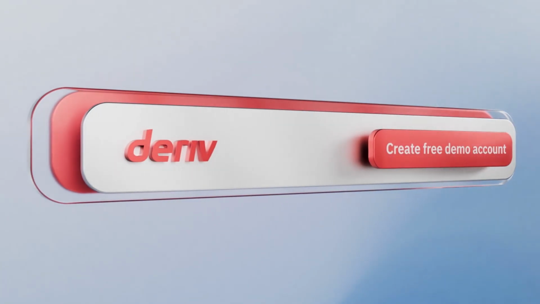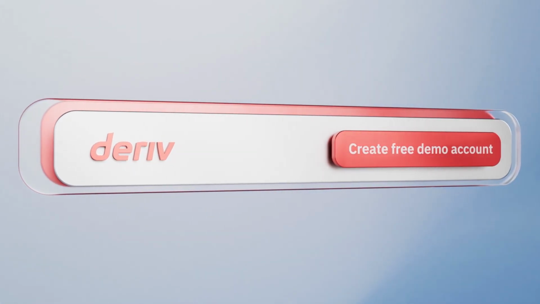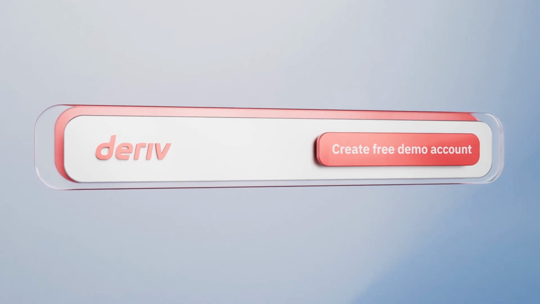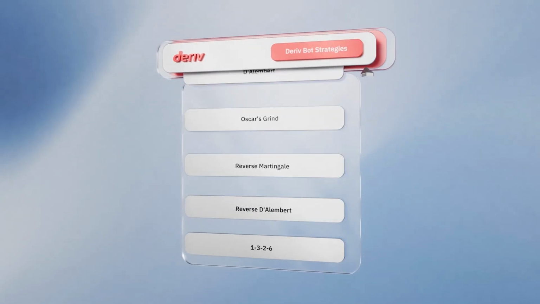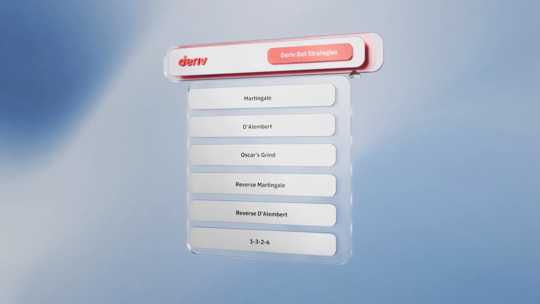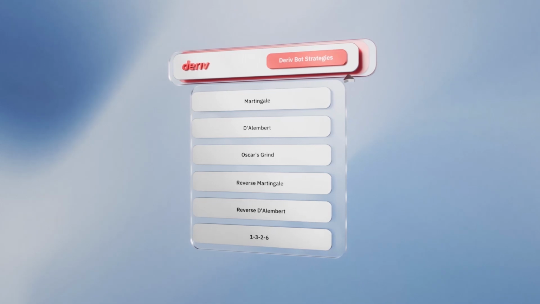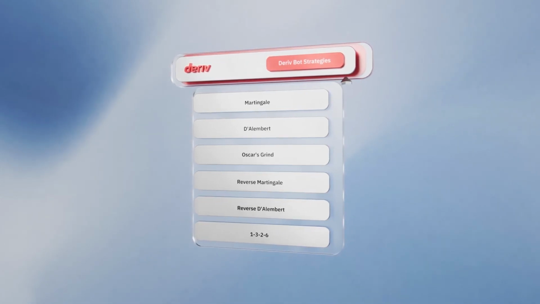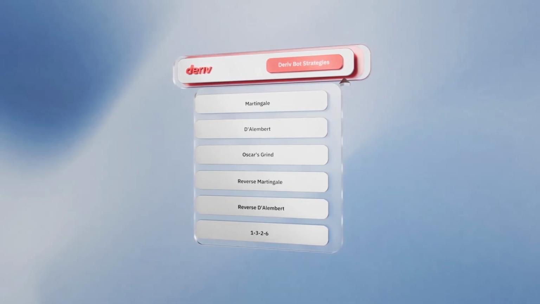It is highly recommended to evaluate your risk tolerance, practice on a demo account, set profit and loss thresholds, and familiarize yourself with the 1326 strategy before engaging in real money trading. More information on preset strategies can be found in the Tutorials tab.